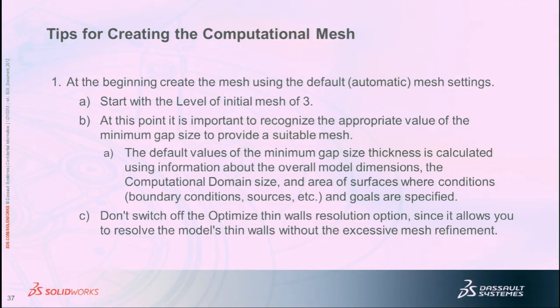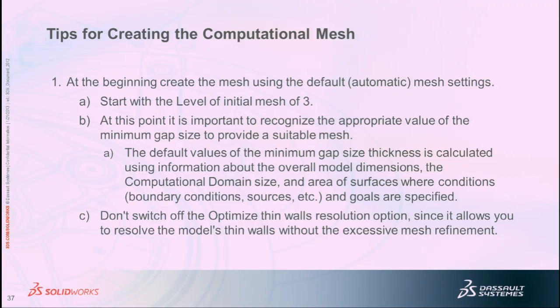But at this point, it's important to recognize the appropriate value of the minimum gap size. Okay, we have a special feature for the thin wall, the optimized thin wall that I mentioned in the previous slides, but there's nothing yet for the gap. So if you have a distance between the heat sink fins, we recommend that you put in that gap so you get extra refinement between the walls for added accuracy, depending on how much accuracy you need. If level 3 accuracy is good enough, then you don't have to worry about it. But normally people usually want to add that.